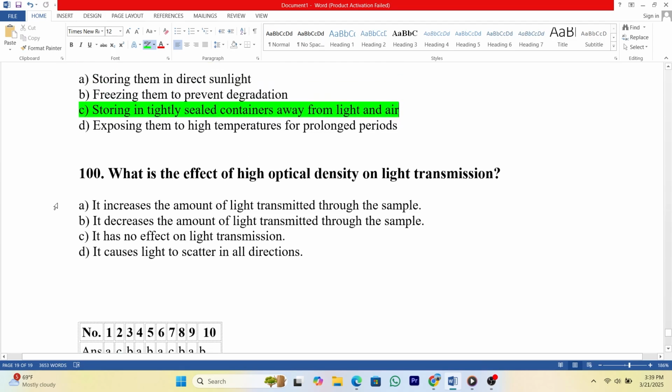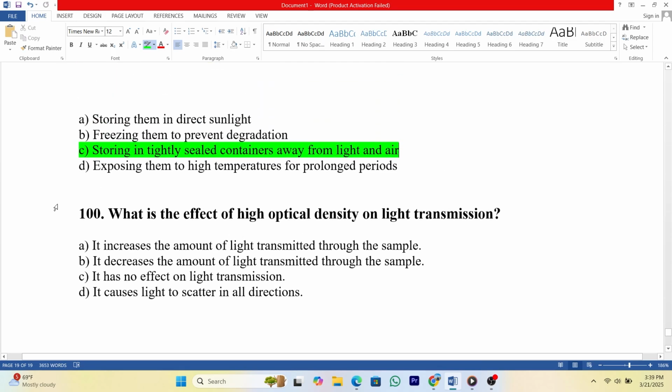100. What is the effect of high optical density on light transmission? A. It increases the amount of light transmitted through the sample. B. It decreases the amount of light transmitted through the sample. C. It has no effect on light transmission. D. It causes light to scatter in all directions. Answer, B. It decreases the amount of light transmitted through the sample.